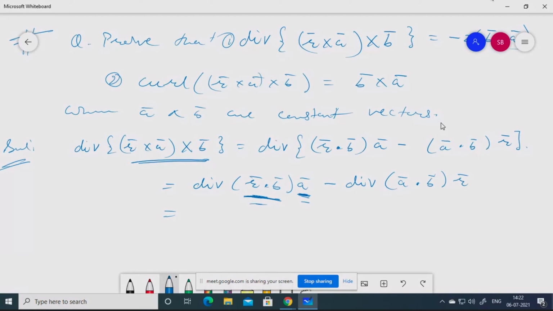Vector. Divergence of a vector. That means del dot needs to be applied on a vector only. Is it or not? Yes, ma'am. But you observe here, R bar and B bar, they are vectors and you are taking a dot product between them. So this itself is a scalar value now. Is it or not? So because of this reason, what I'll write? R bar dot B bar, and I will apply this divergence operator on A bar. Understood?